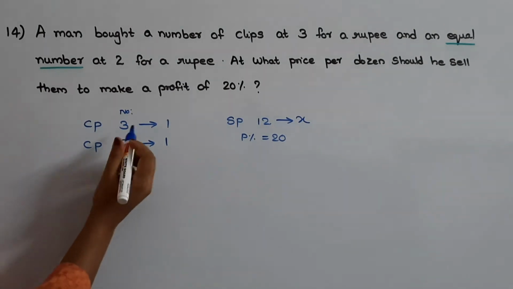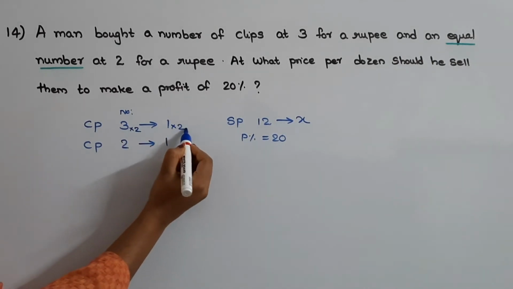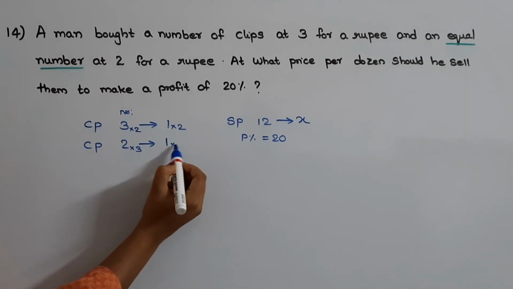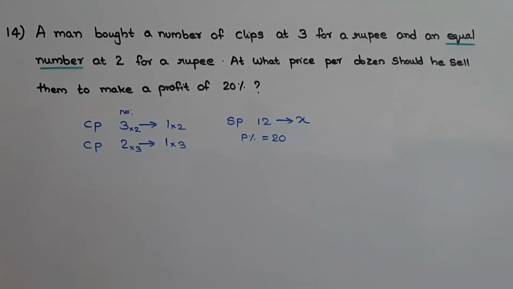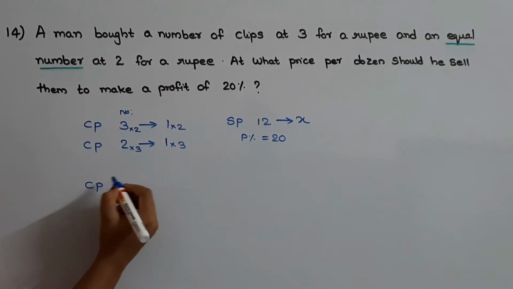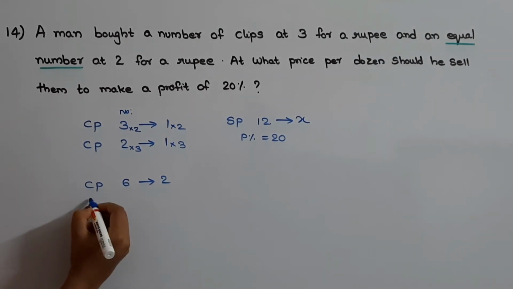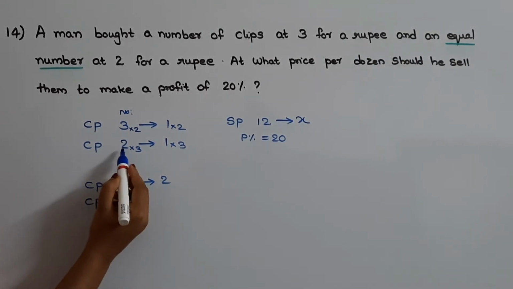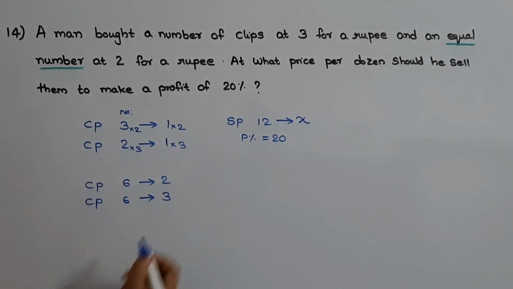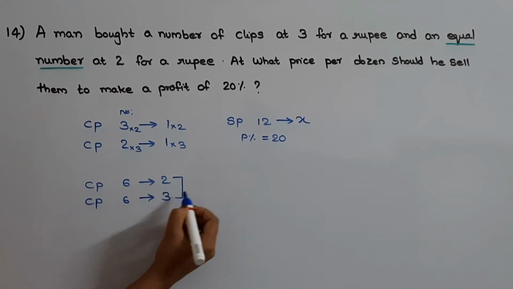We can make this by multiplying this 3 by 2 and this 1 by 2, and multiplying this 2 by 3 and this 1 also by 3. Then he bought the first type of clip in such a way that the cost price of 6 clips is 2 rupees, and the second type of clips such that the cost price of 6 clips is 3 rupees. Now we have made the number of clips the same, so we can add both.